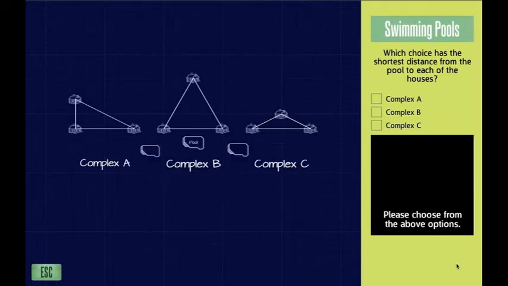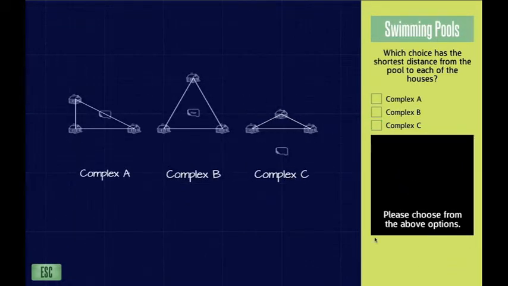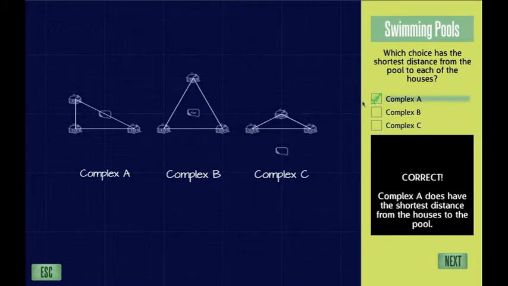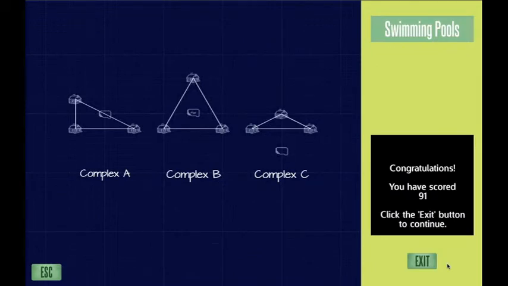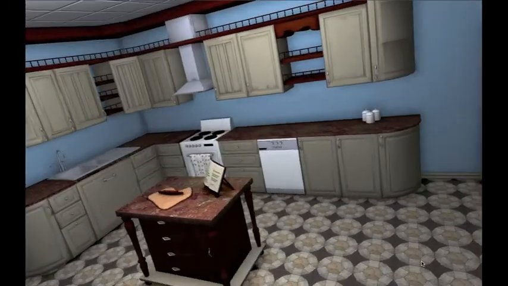Once you have completed your calculations, determine which of the situations presents the shortest distance from the swimming pool to each of the houses. When you have completed the scenario, your score will be totaled and you will return to the Tillet kitchen.